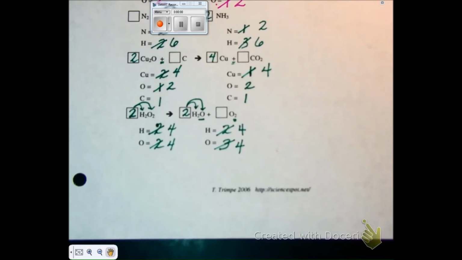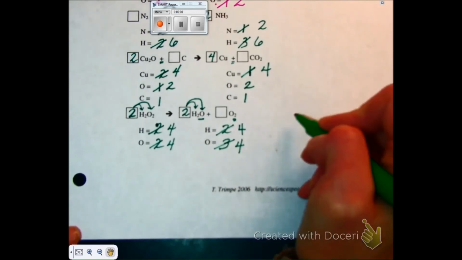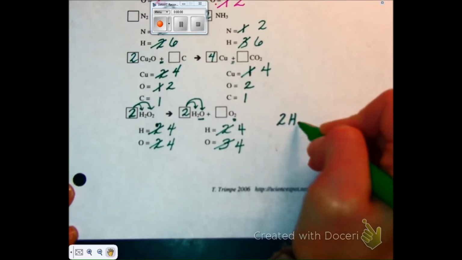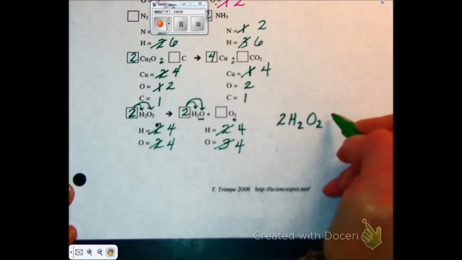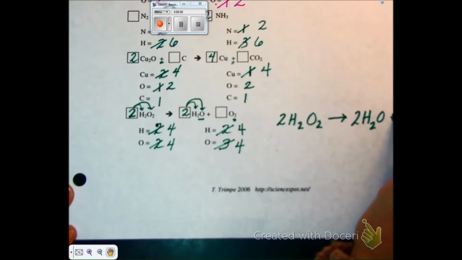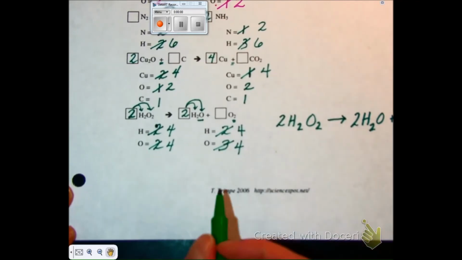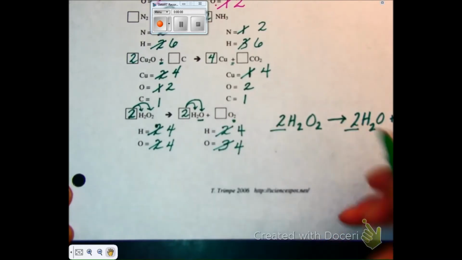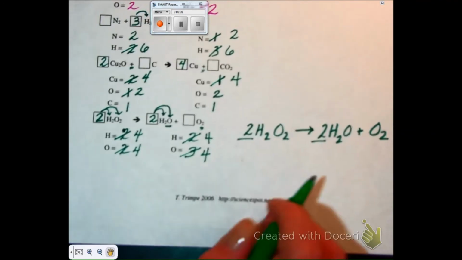Yes, sir. Do you want us to rewrite the equations? You do not have to rewrite the equations, but sometimes I think it helps, just for you to see. You are not required to. You're always welcome to, so you can see it better. This would be H2O2 yields 2H2O plus O2. And if ever you're not provided boxes, I ask that you either underline the coefficients you've added or box them in for me.